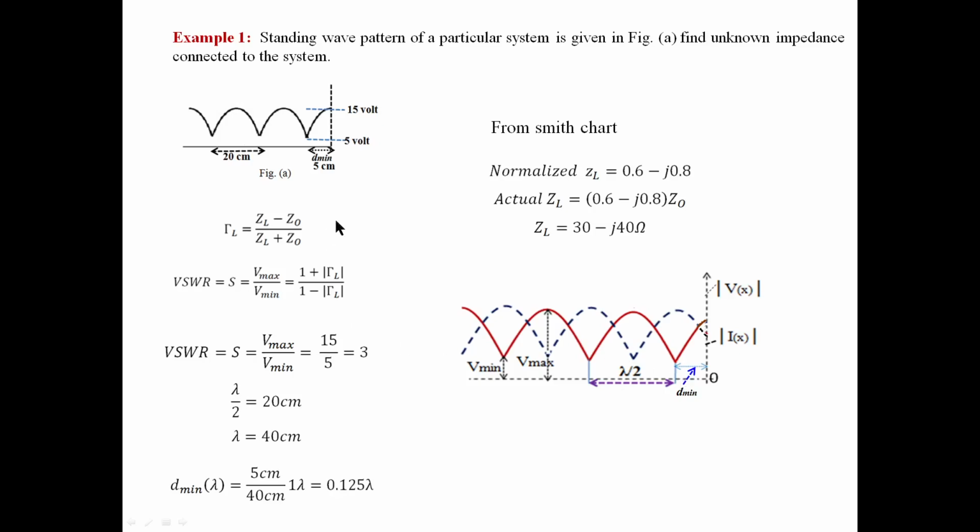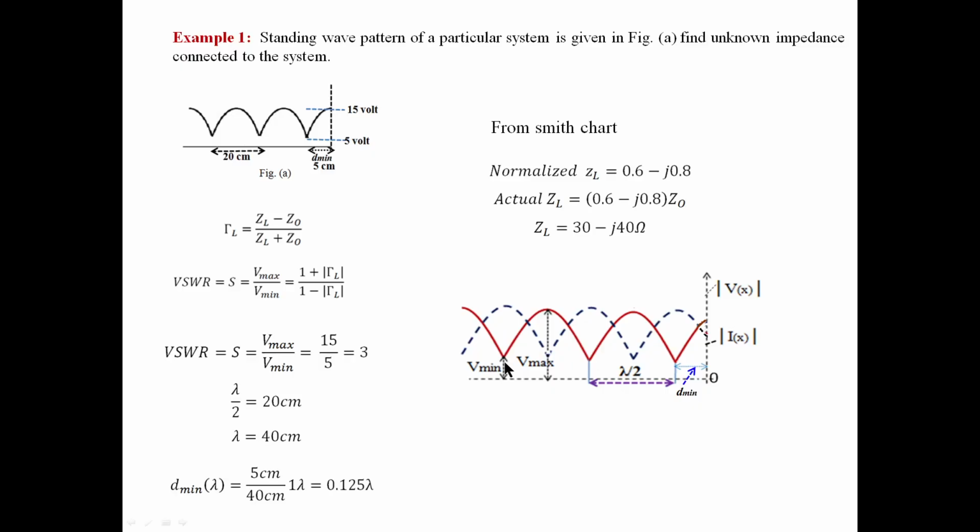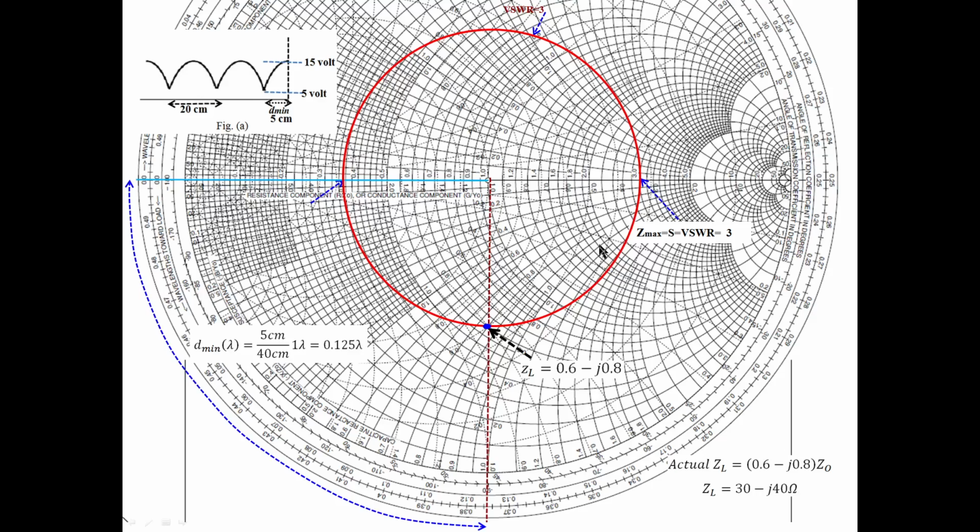Okay, V maxima and V minima we have to find out here. First, we have to convert the distance into wavelength, because it is given in centimeters. The distance of the minima is given in centimeters, but on the Smith chart we have to use only the wavelength scale. So this centimeter must be converted into lambda.